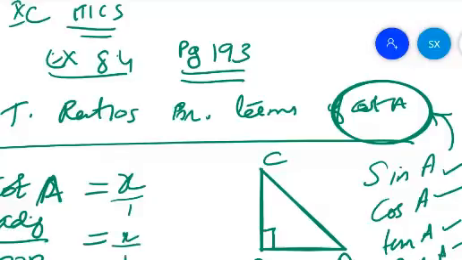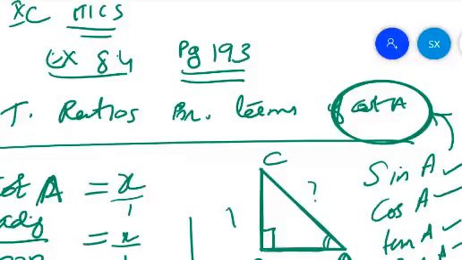Which is adjacent to A? BA. This part is x. Which is opposite to A? BC. This is 1. Now this is x and this is 1. What could be the hypotenuse according to Pythagoras theorem?